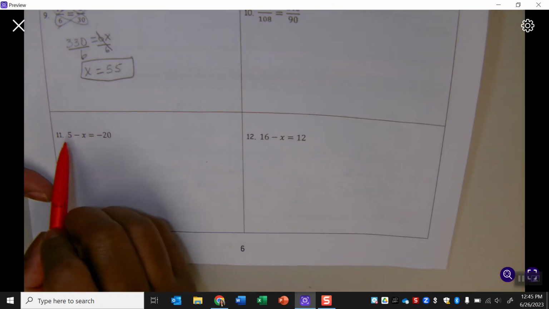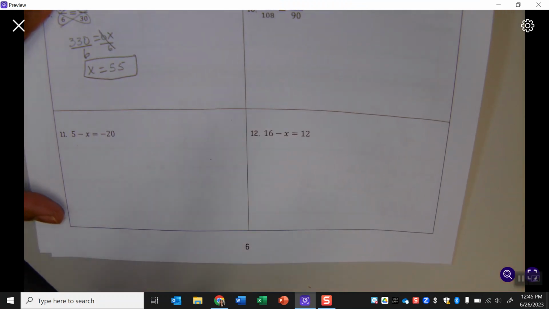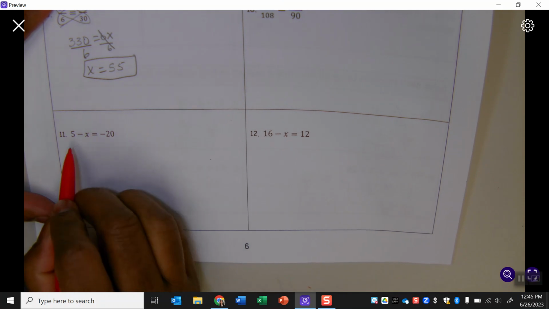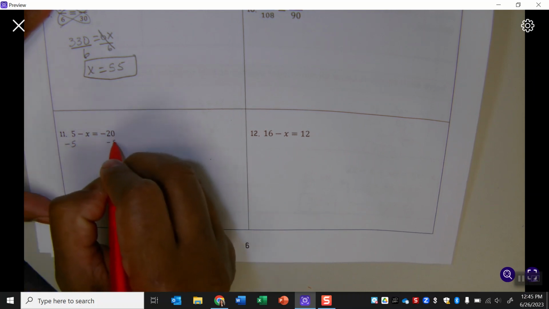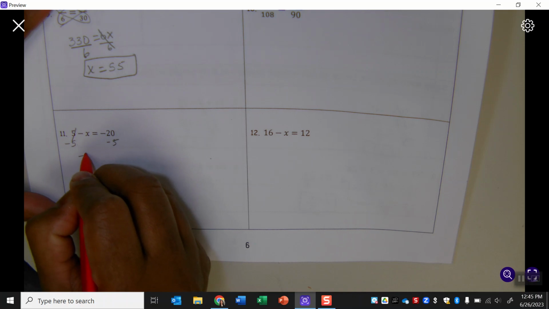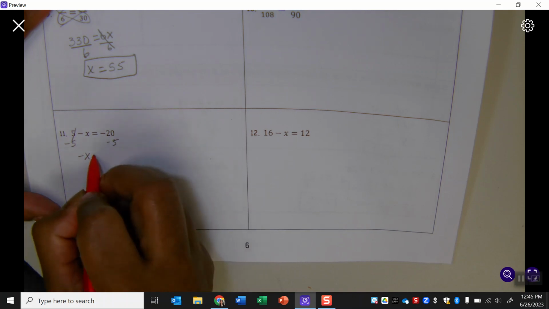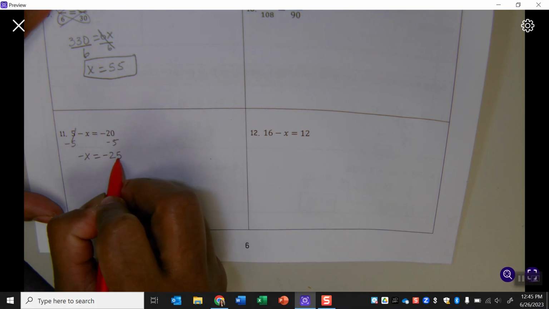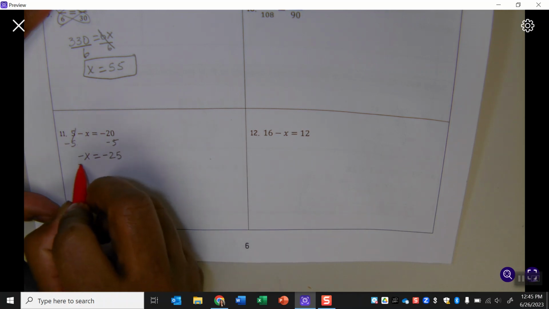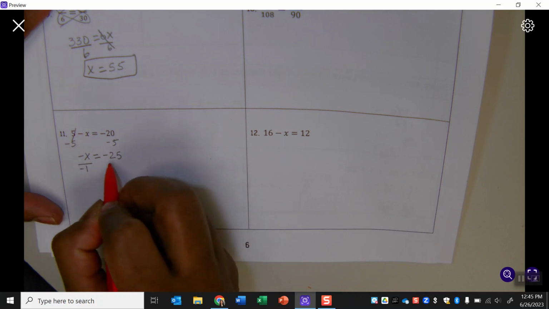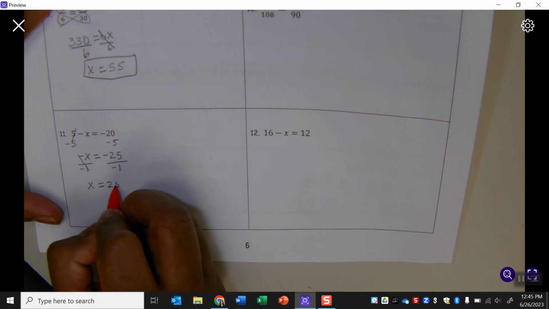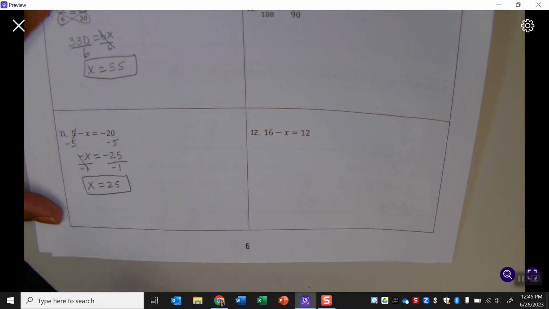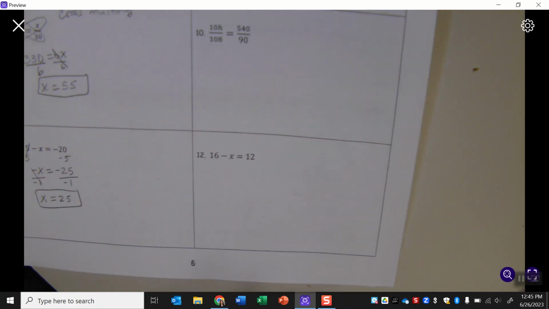All right, number 11. This one doesn't look too tricky, but there's a little trickiness to it. We're going to take off the constant first. Now it's a positive 5, so I need to subtract 5 on both sides. Bring down the negative with the x. So that is negative 25. Here, to get rid of the negative, it's basically a negative 1, so divide both sides by negative 1. That gets rid of the negative. x equals positive 25. Okay? Now you can try that one, and that takes us to the end of our lesson for 1.2.